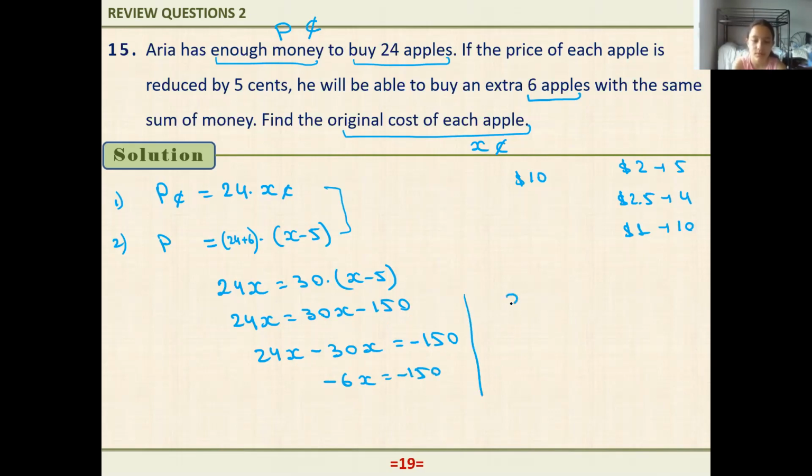So from here, what is x? x equals negative 150 over negative 6, which is equal to, negative over negative is positive, so that's equal to 25. So what is the original cost of each apple? That is 25 cents. Okay?